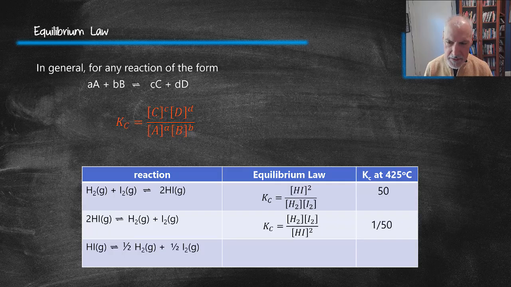In the third line, I've multiplied the second line by a half. The equilibrium law expression would look as follows. Remember that raising something to the 1/2 represents the square root. So what I've essentially got then for the equilibrium constant is the square root of 1 over 50.